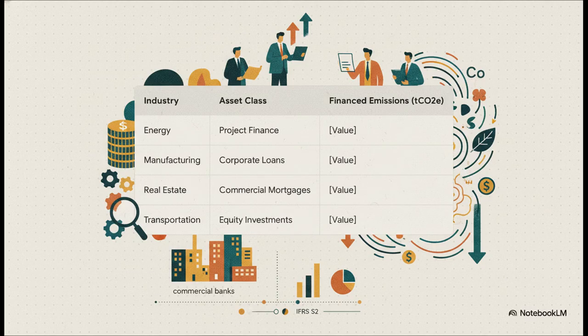And here's a quick look at what that might look like in the real world for a commercial bank. Your final report would need a table something like this, clearly laying out the emissions tied to each different segment of your portfolio. This is the level of detail everyone will be looking for.